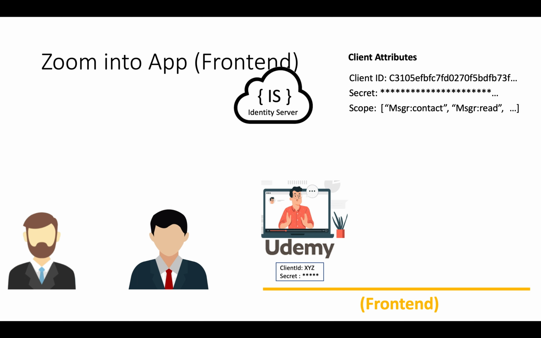Next attribute is redirection URL. This is also one of the important attributes. When the identity server gets the user's credentials and finishes multi-factor authentication, then the identity server will redirect here.